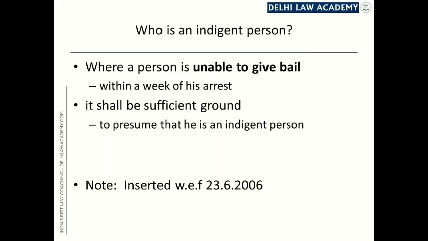Section 436 says, where a person is unable to give bail within a week of his arrest, it shall be sufficient ground to presume that he is an indigent person. So, if a person is arrested for a bailable offence and he is unable to give bail for a week after his arrest, in that event, it will be presumed that he is indigent, and if it is so presumed, then by the force of the previous provision, he shall be released on his personal bond without sureties.